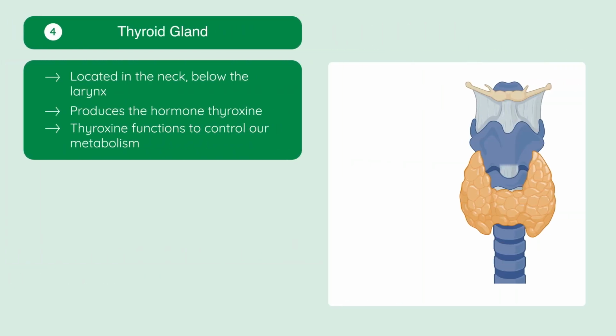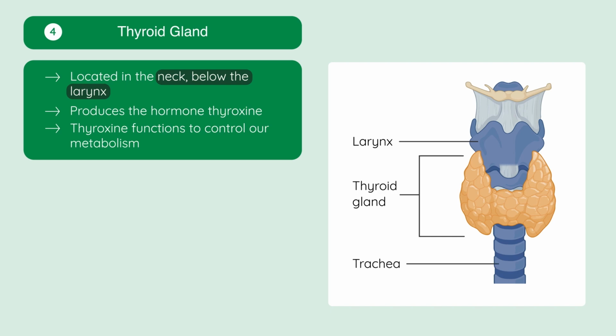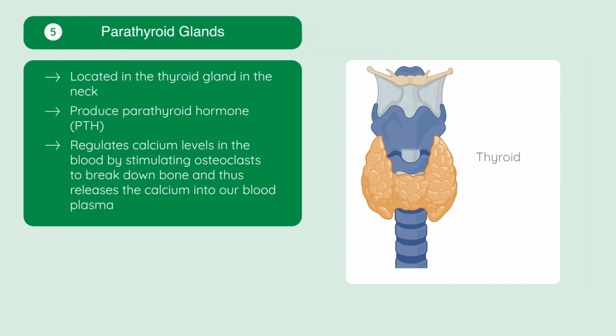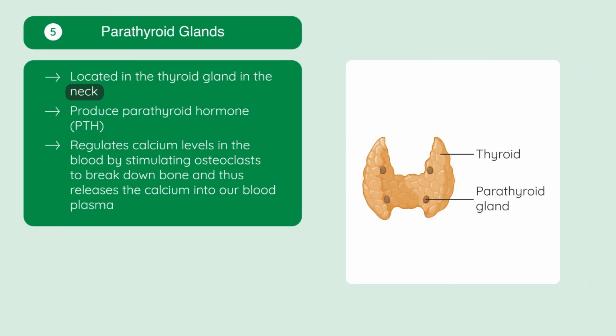The thyroid gland is located in the neck, just below the larynx or voice box. It produces the hormone thyroxine, and its function is to control our metabolism. The parathyroid glands are located in the thyroid gland in the neck. The parathyroids produce parathyroid hormone, or PTH. The function of PTH is to regulate calcium levels in the blood by stimulating osteoclasts to break down bone and thus release the calcium into our blood plasma.